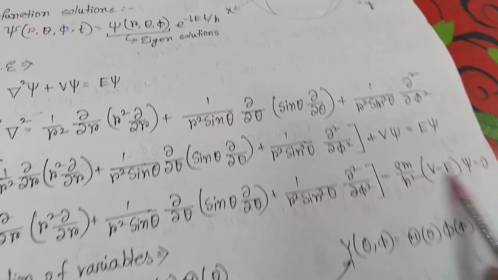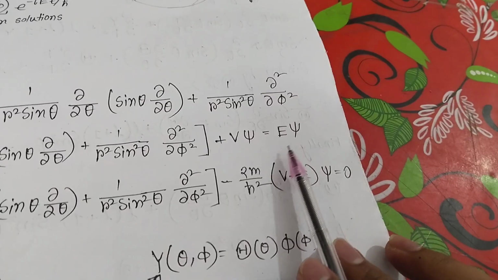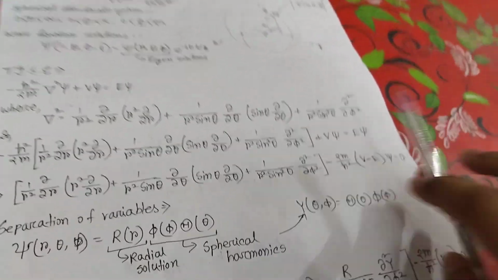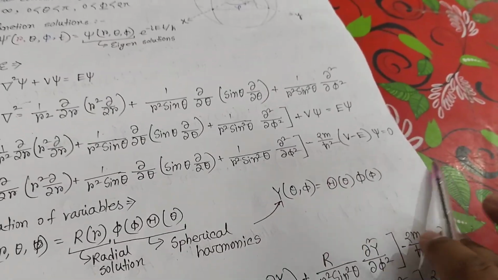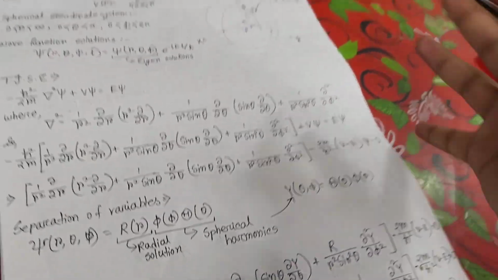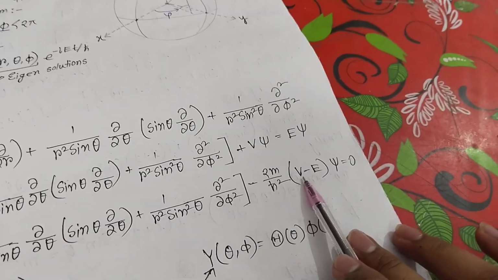So now take the v to the right hand side, we will get v minus e. First of all, multiply everything by minus, so the signs change. Then take the v out to the other side, so it's v minus e, multiply everything by 2m by h bar squared, we get this.